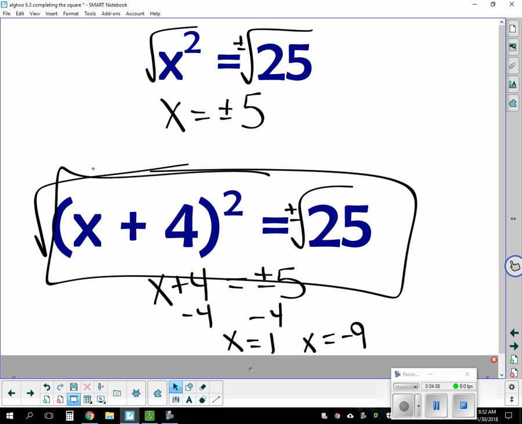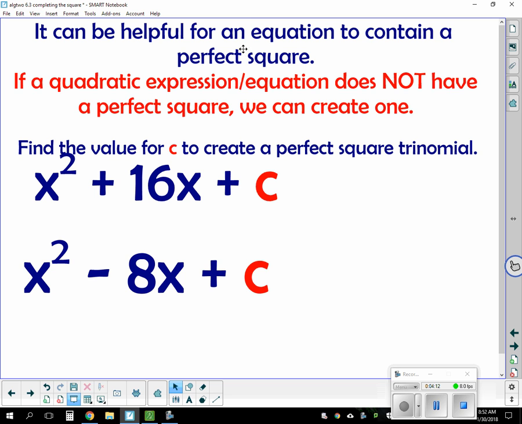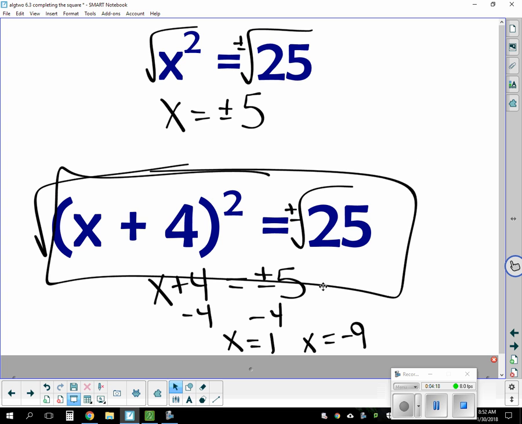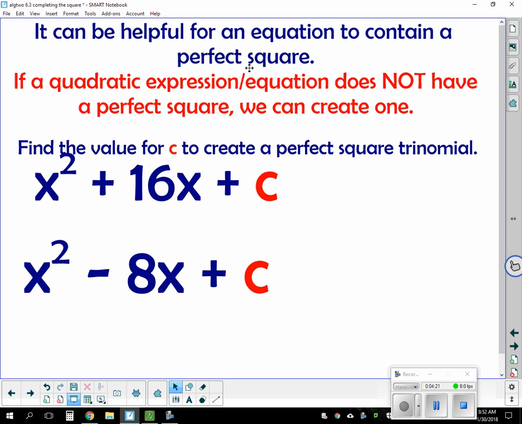What we are going to do is take other equations that are not in this form and put them in that form. It can be helpful for an equation to contain a perfect square. Why? Because if it does, then you can just take the square root of both sides. If a quadratic expression or equation does not have a perfect square, we can create one, and that is what you're doing when you're completing the square. Another way to say it could be creating the square. That's what you're doing. So if you have these two terms, what number could we add that would create a perfect square trinomial? In other words, we want to get this into the form x plus or minus a number squared. What number C would do that?